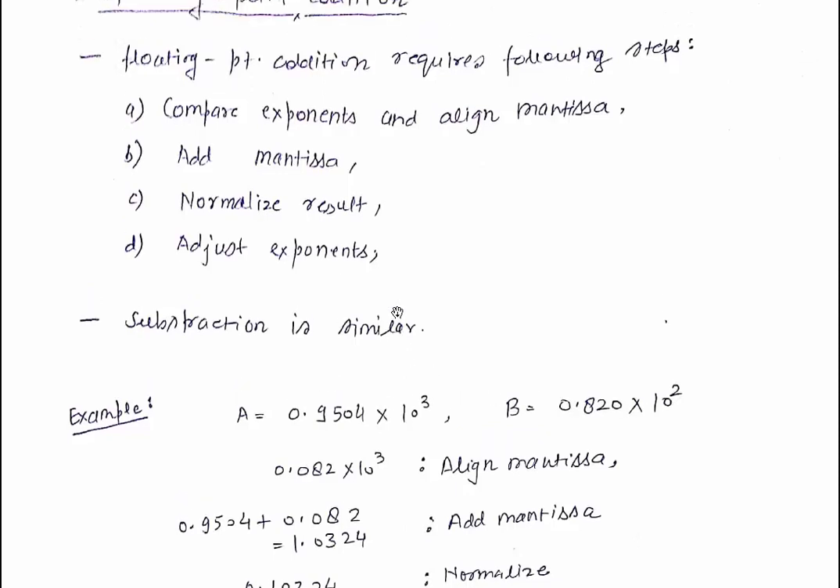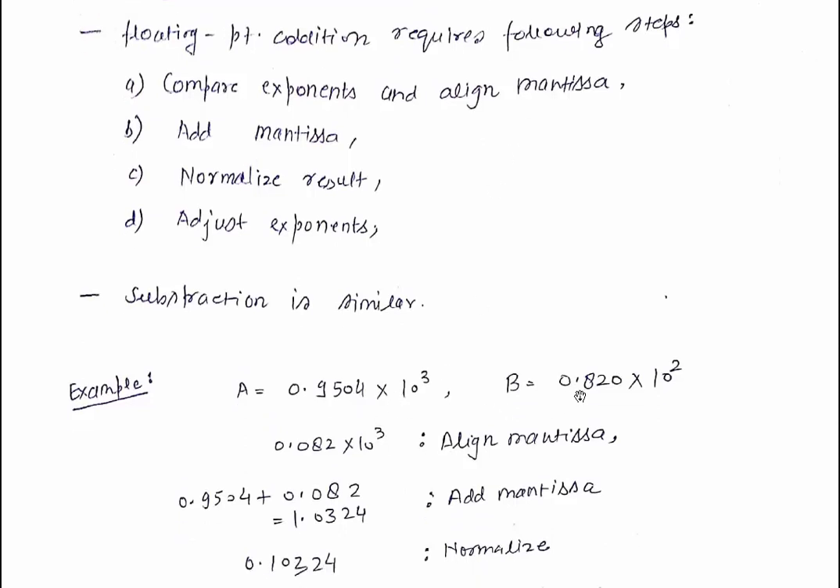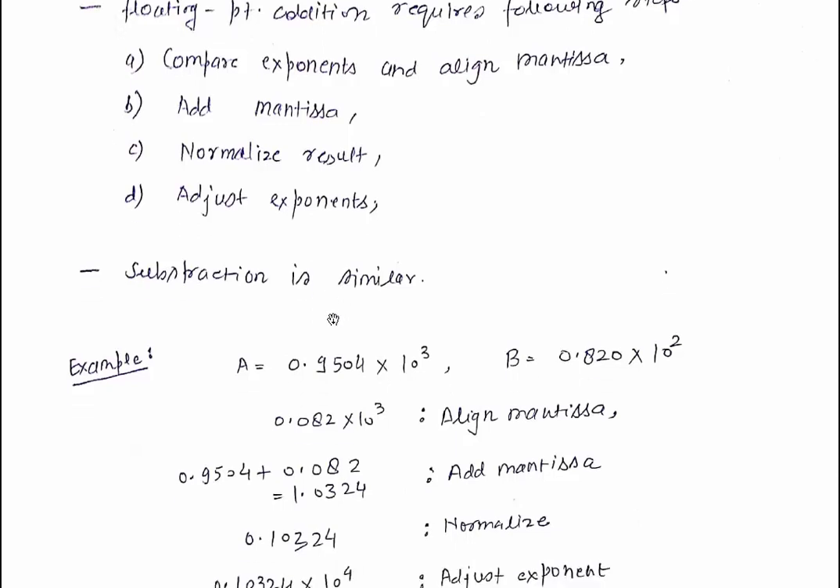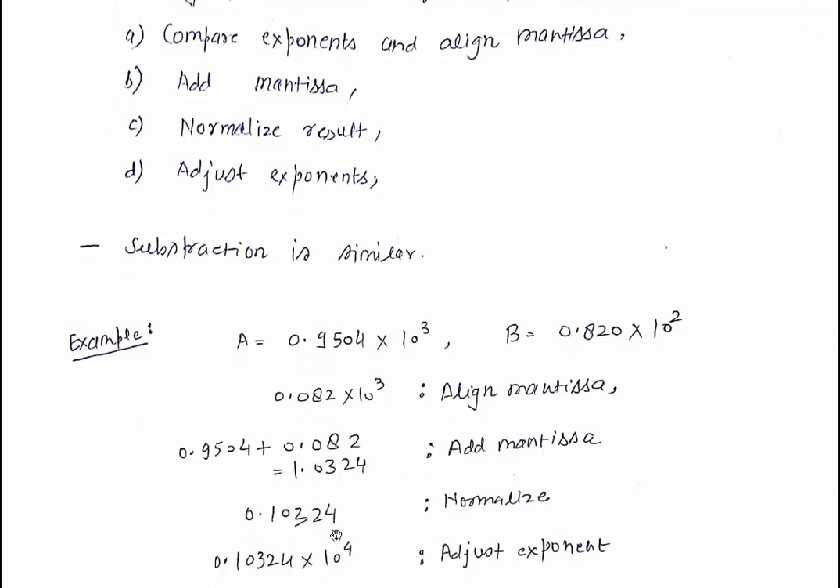The next step is to add the mantissa. So you add this number plus this mantissa, and after that you have to normalize the result. Let's say the sum is 1.0324, and in floating point arithmetic, if you are not following the 754 standard, this is how you normalize the result, and after that you adjust the exponent. If you adjust the exponent, it would be 0.10324 multiplied by 10 raised to power 4.